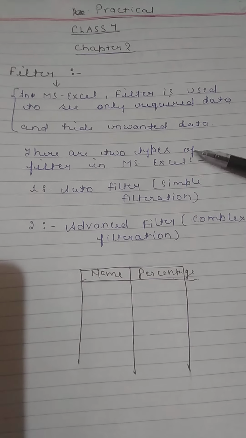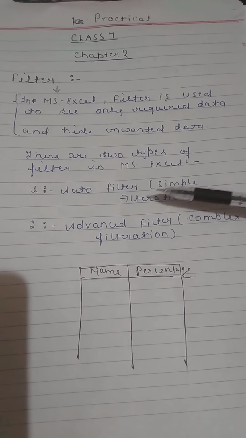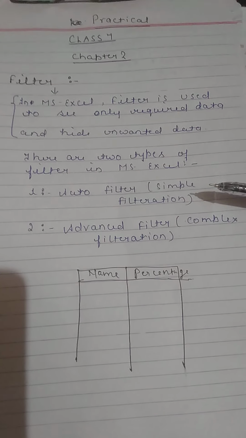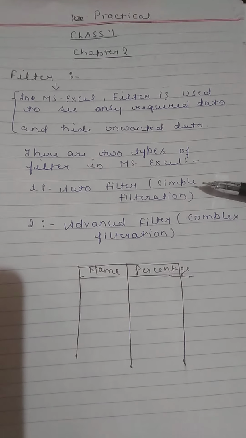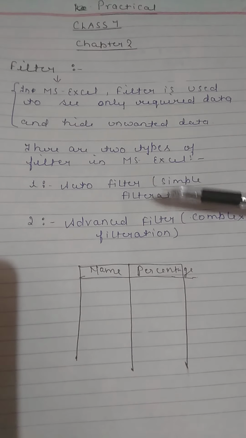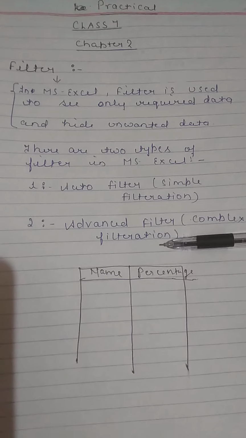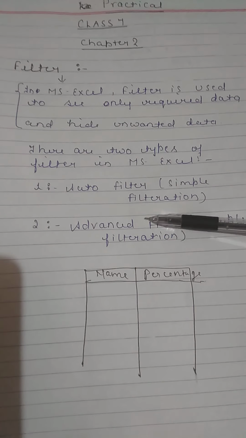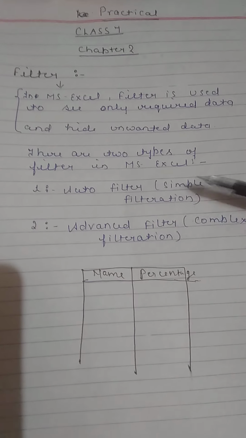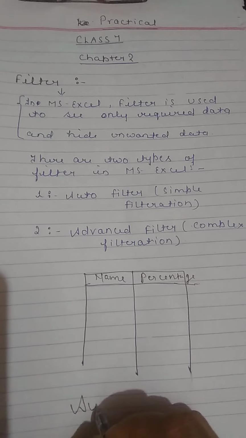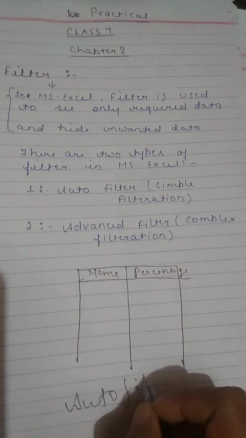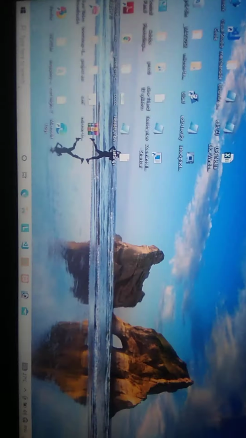There are two types of filter in MS Excel. First is auto filter, in other words, for simple filtration we can use auto filter, and second one is advanced filter for complex filtration. So let us understand firstly the auto filter. It means that we are going to do the practical of auto filter.